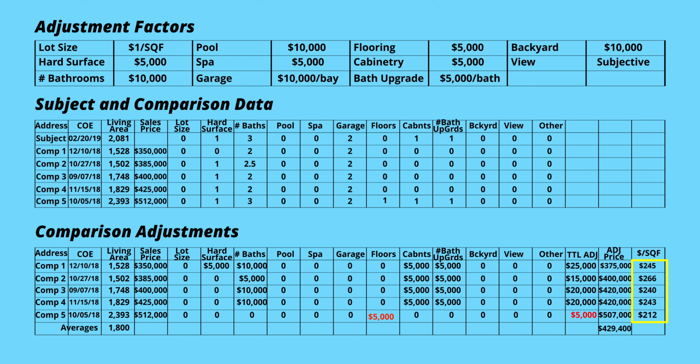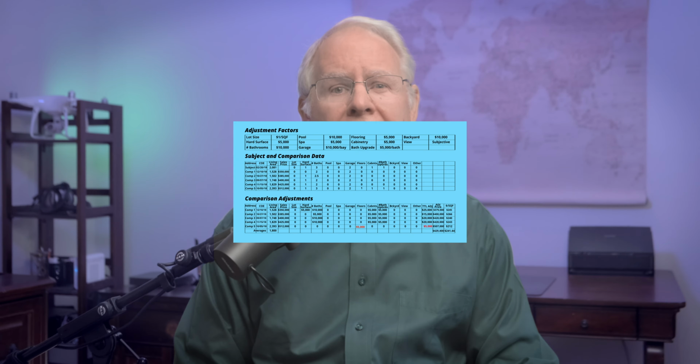Finally, calculate the average price per square foot of the comparisons. This is done by adding up the price per square foot for each of the comparisons and dividing by 5. This results in an average price per square foot of $241.44.